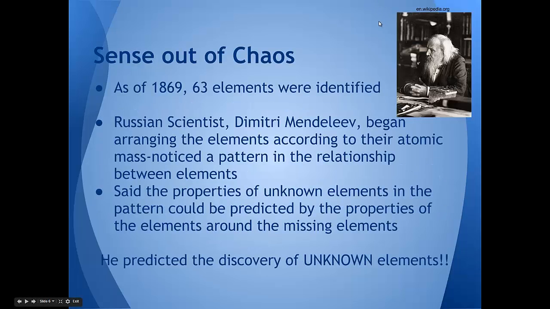Okay, so in the beginning, we're back in 1869, in the beginning of the period of chemistry here. There were only 63 elements that had been identified at the time. Of course, the rest all existed, they just hadn't been identified.